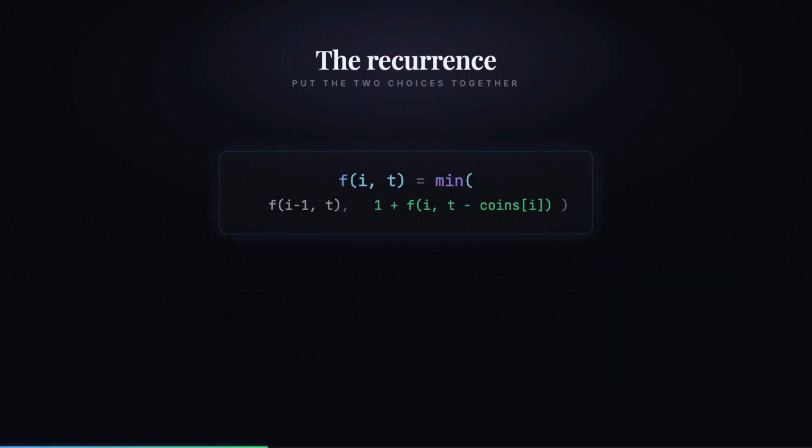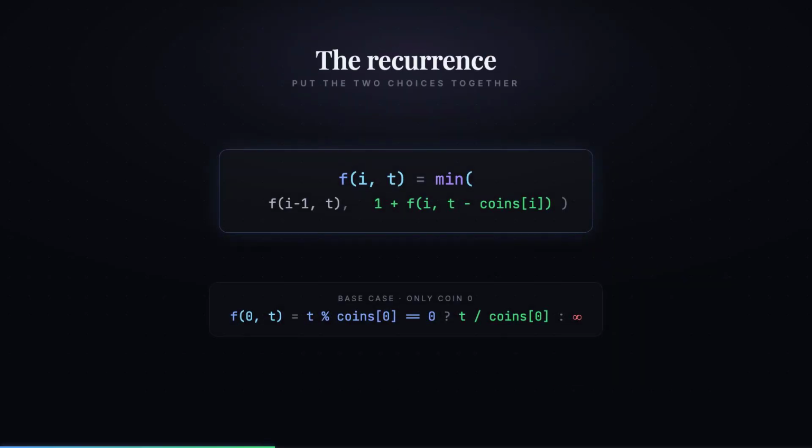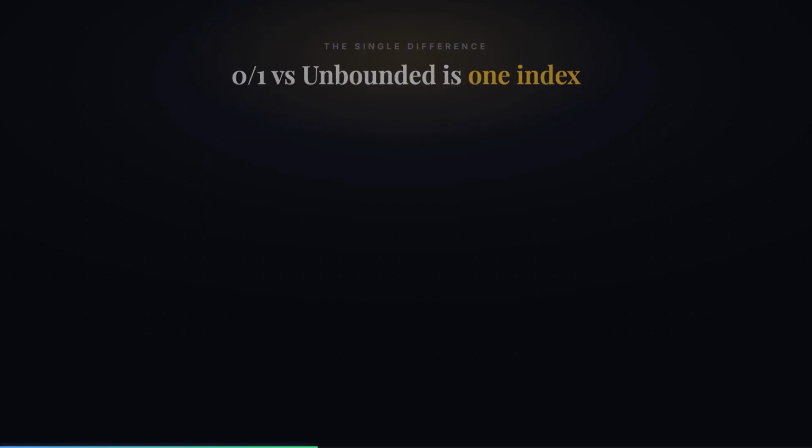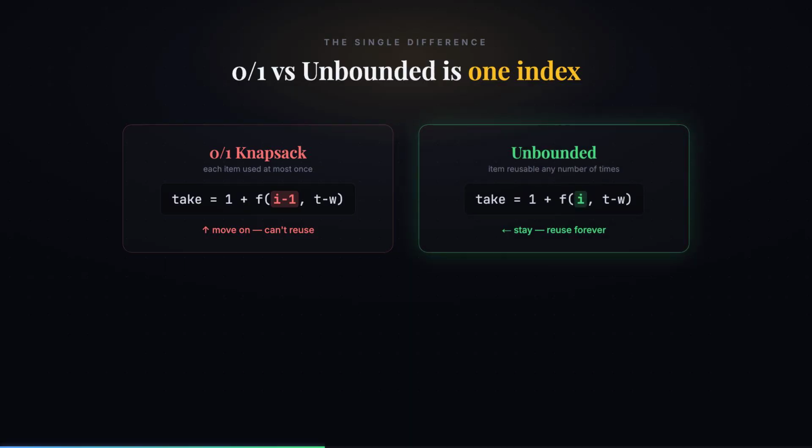Put them together. F of I, t is the minimum of skipping the coin or taking it and staying. The base case, with only the first coin, the answer is t divided by that coin if it divides evenly, otherwise infinity. And this is the entire secret. In the 0-1 knapsack, take recursed into I minus 1. Use each item once. Here, take recurses into I, reuse forever. One index. That's the whole difference.